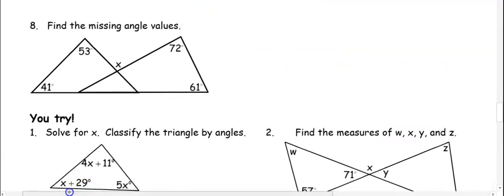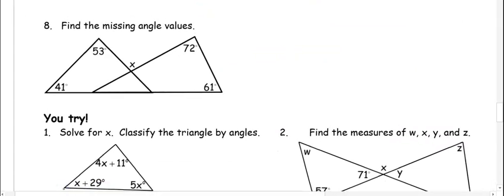In number 8, we want to find the missing values to get x. So I can look at one triangle at a time here. If I look at the first triangle, I can subtract those two angles, 41 and 53, from 180 to get 86 degrees. If I look at the other triangle with the 72 and the 61, I can subtract those from 180 to get 47.